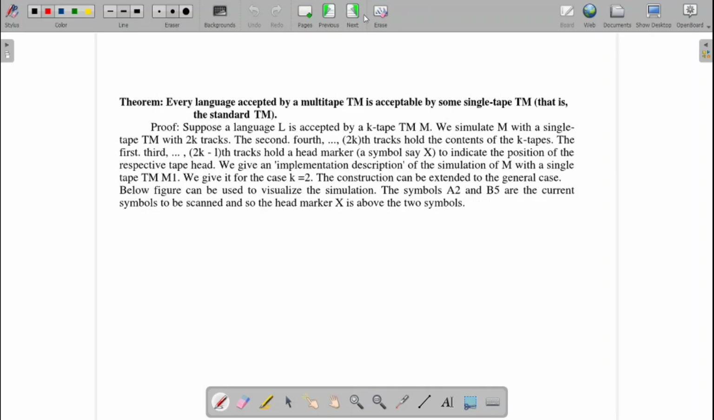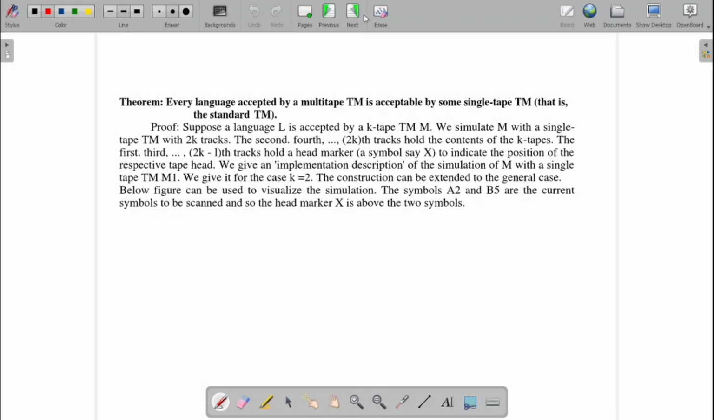Now let us learn some of the theorems on the multi-tape Turing machine. The first theorem: every language accepted by a multi-tape Turing machine is accepted by some single tape Turing machine, that is, the standard Turing machine. The proof is quite simple. We need to prove that a language accepted by a multi-tape Turing machine is accepted by a single tape Turing machine.